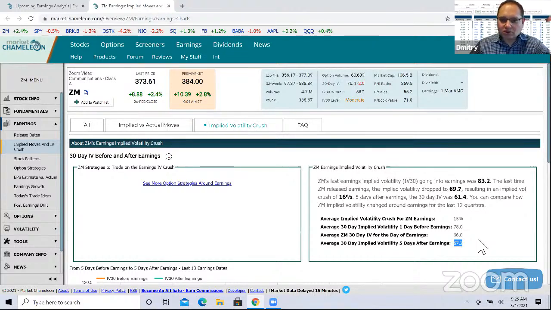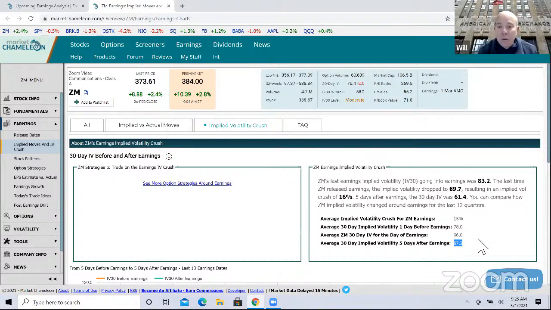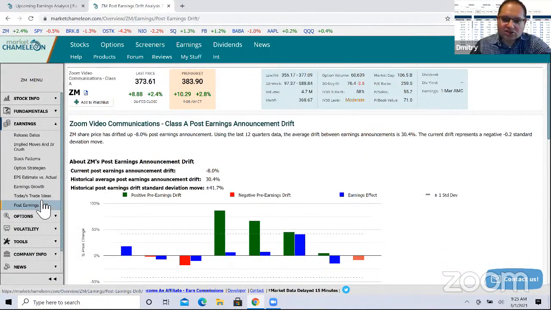So that's really quickly an analysis of the straddle and implied volatility from a historical perspective in Zoom. Were there any other questions on Zoom specifically? No, that's perfect. Thanks. Let me just take a look at what Zoom did actually since its last earnings.